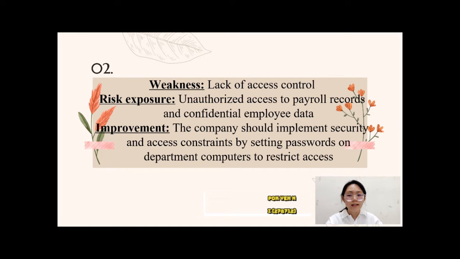So, to improve the access control, the company should implement security and access constraints by setting a password on department computers to restrict access to payroll data. The system logic should require and remind users to update their password on a regular basis. Only passwords with at least 8 alphabetic and numeric characters should be allowed. With password protection, only certain employees may view the payroll data, while other parties cannot access the computer.